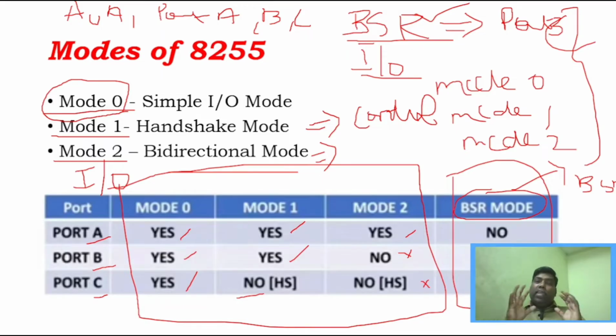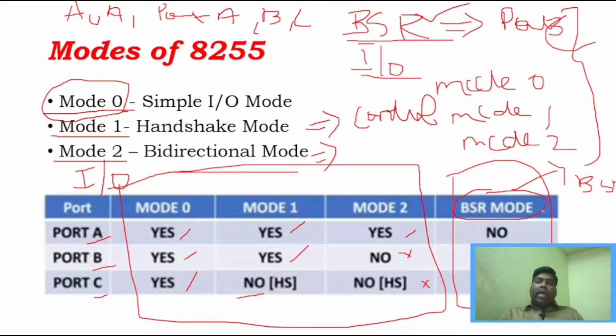You have to be very clear with this particular split up so that you can clearly understand how the modes are selected, how the ports are configured, right? So BSR mode is supported only by port C, right? So that is why I said BSR mode is bit set reset mode. It will set and reset any particular bit of port C because only port C supports this BSR mode.